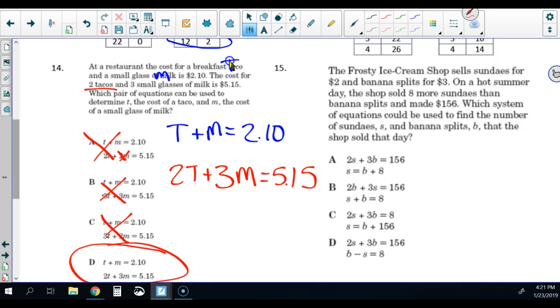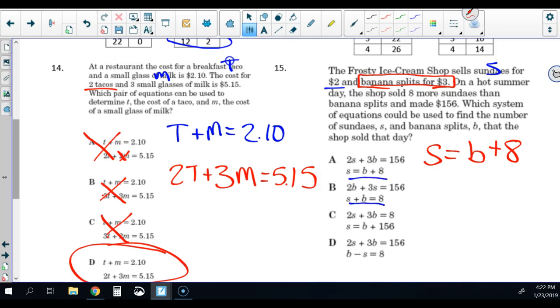Number 15, the Frosty Ice Cream Shop sells sundaes for $2, banana splits for $3 on a hot summer day. So let's see. S here is $2. Let's go with B is $3, just so we can keep our thing straight. I'm going to color code it. On a hot summer day, the shop sold 8 more sundaes than banana splits. How many sundaes did they sell? What does S equal? 8 more than banana splits. So banana split plus 8. I see that one has it.